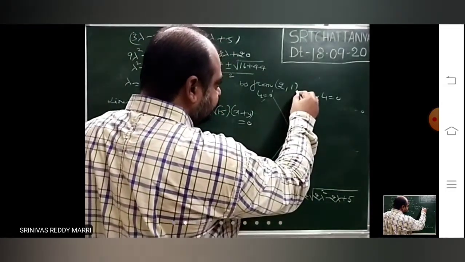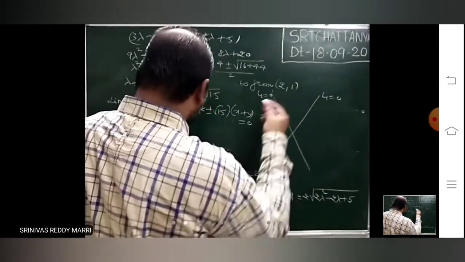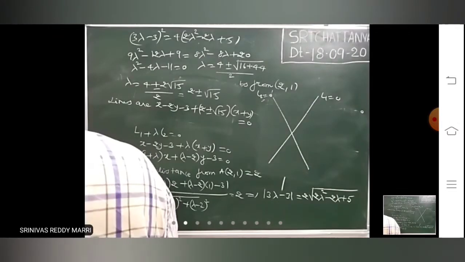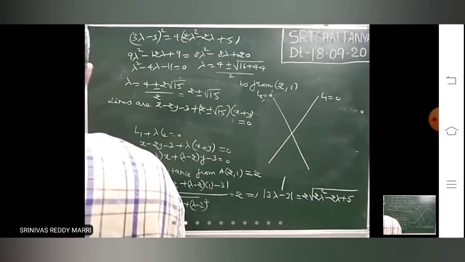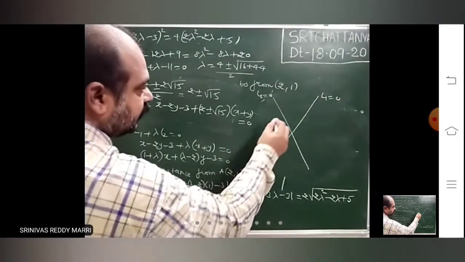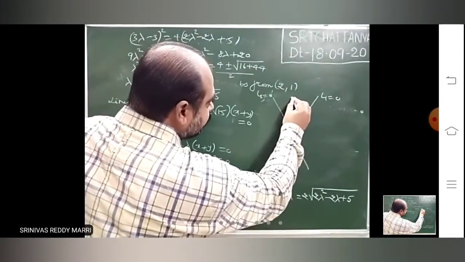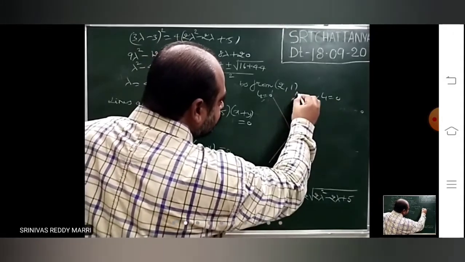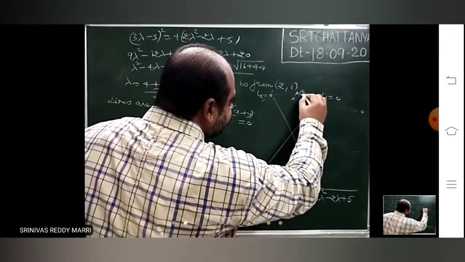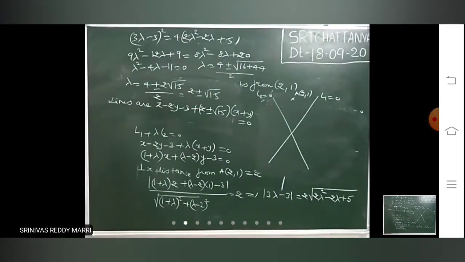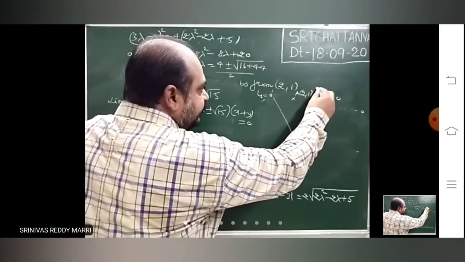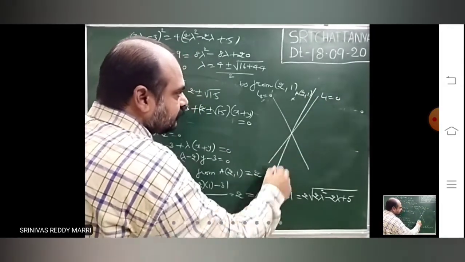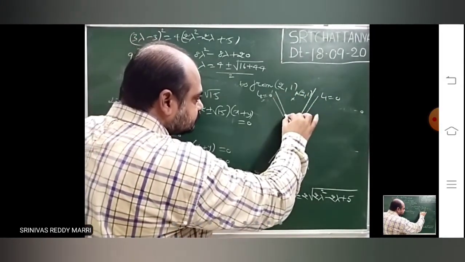So there is a point like this. The point is 2 comma 1. Passing through this point, the distance from 2 comma 1 is 2 units. Actually, there will be two lines like this. One line is this, and one line is this.